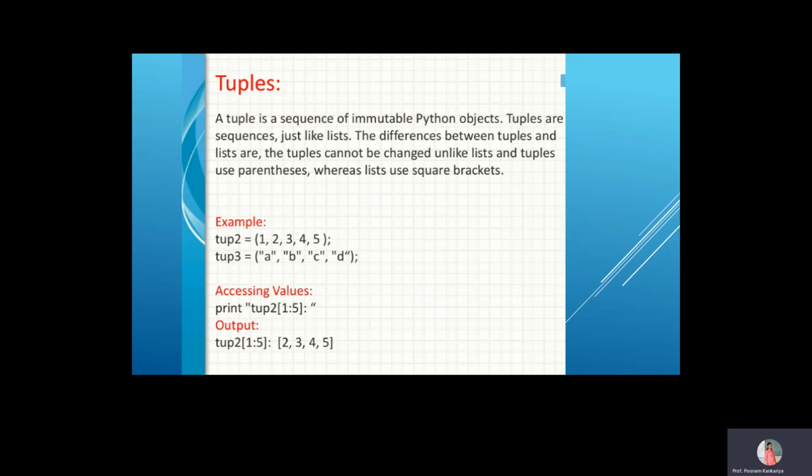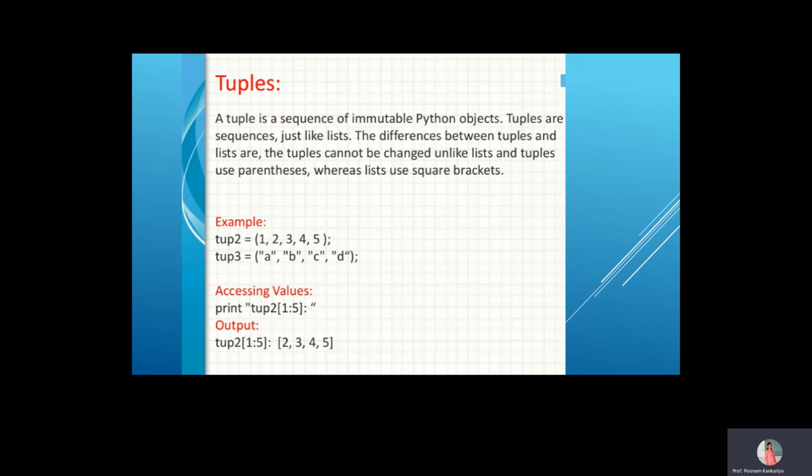Now we see two examples of tuple. Tuple 2 having the values 1, 2, 3, 4, 5 and tuple 3 having the characters A, B, C, D. Now suppose we want to access the values from index 1 to 5. So we print tuple 2 in square brackets 1 colon 5. Now we get the answer: the numbers are printed from the tuple. So our output is 2, 3, 4, 5.